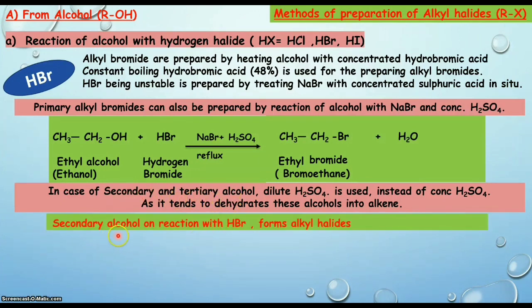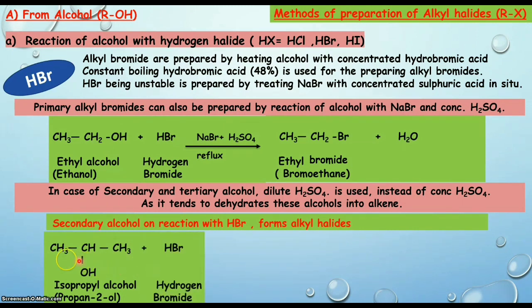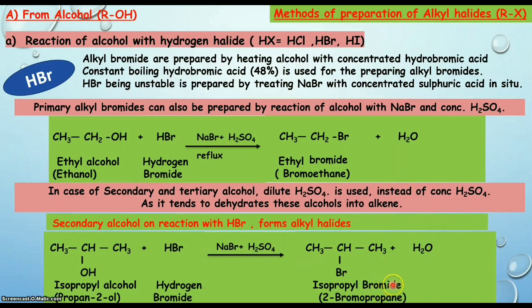Here is the example of secondary alcohol. The secondary alcohol on reaction with HBr forms the secondary halide. So this is the example of secondary alcohol, that is isopropyl alcohol on reaction with HBr. By using NaBr and dilute H2SO4, it forms the isopropyl bromide. The process is same over here. In both the reactions for primary and secondary, OH of the alcohol is replaced by Br.